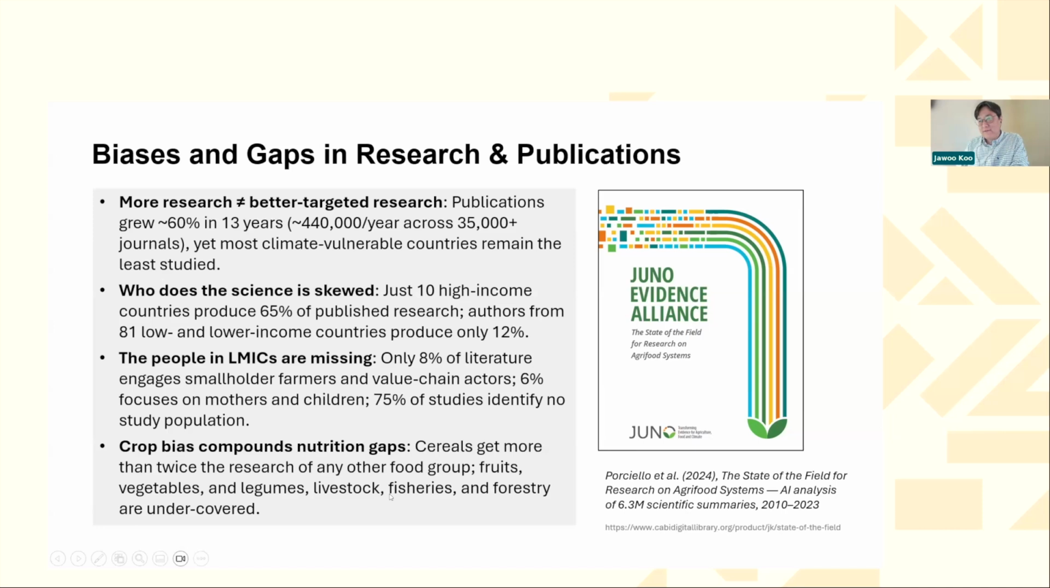One of the issues I wanted to bring to your attention is that the science is just skewed. Again, just highlighting this streetlight effect. There is a lot of research on cereals, but vegetables and legumes, livestock, fishery, and forestry are often overlooked. But these are the commodities that provide more nutritious food to the population and communities. So there are still a lot of thematic gaps in the research.